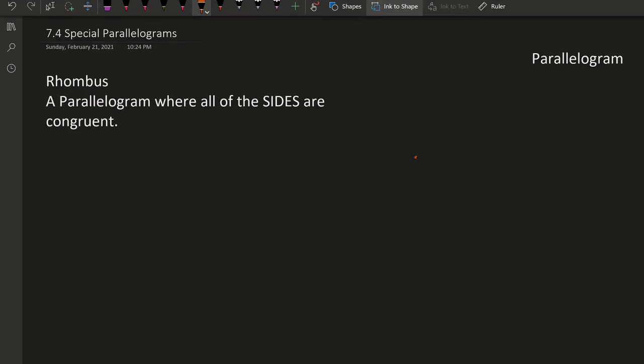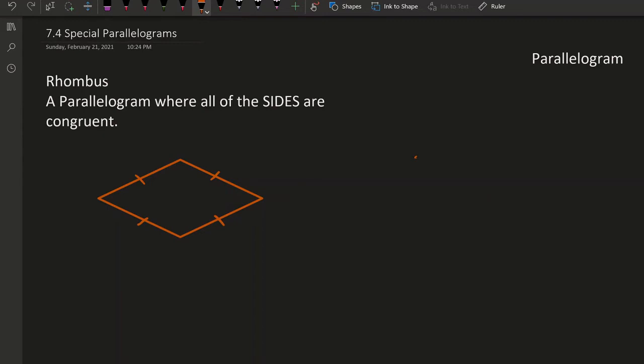So, for example, if you take a square and just pull on two of the corners, what we get is a parallelogram that looks like this. So you see, this is definitely not a square. However, all four of the sides are congruent.